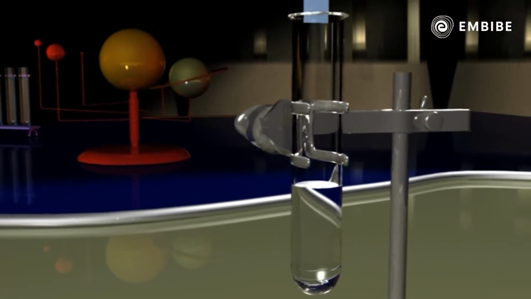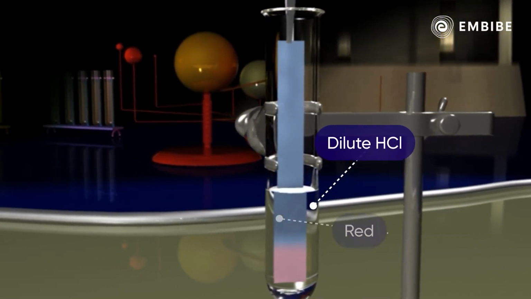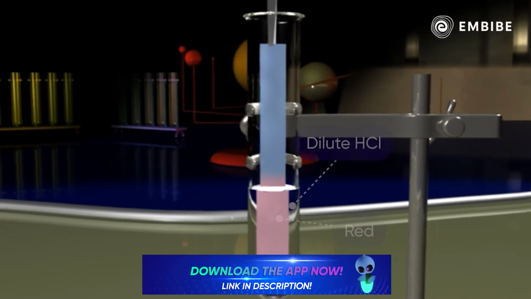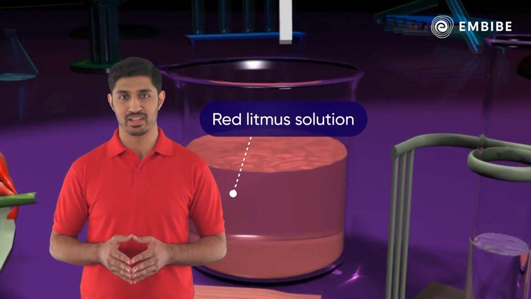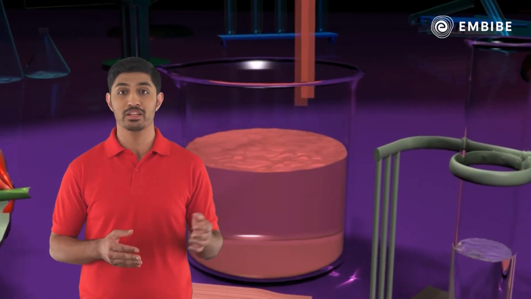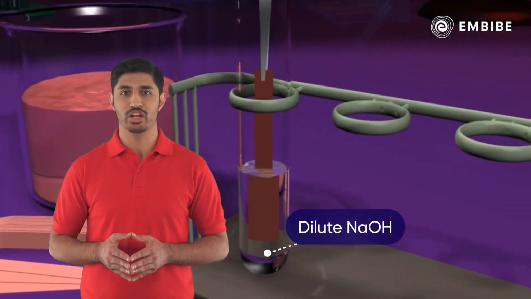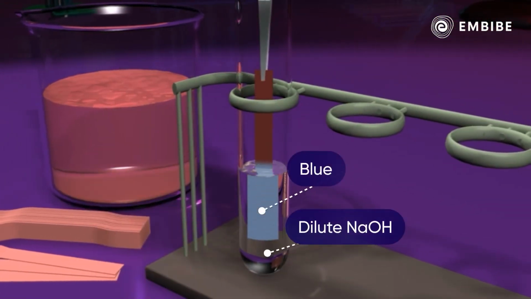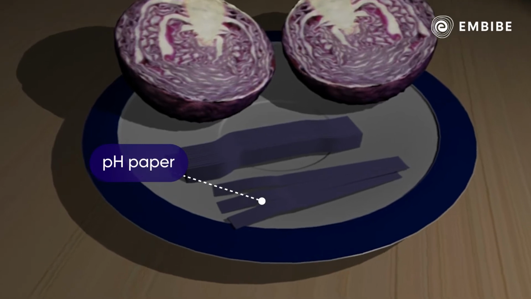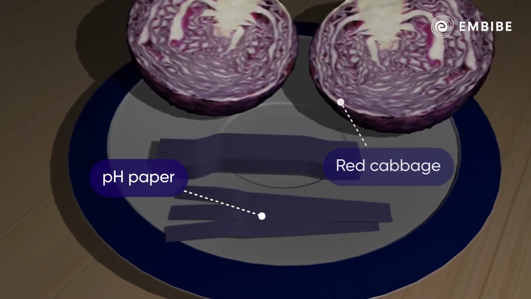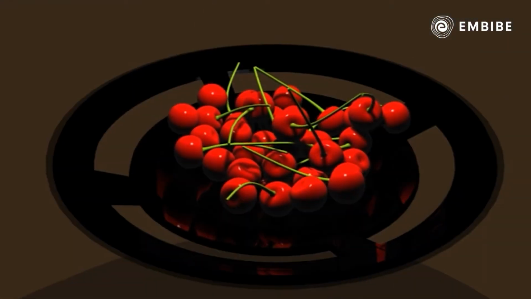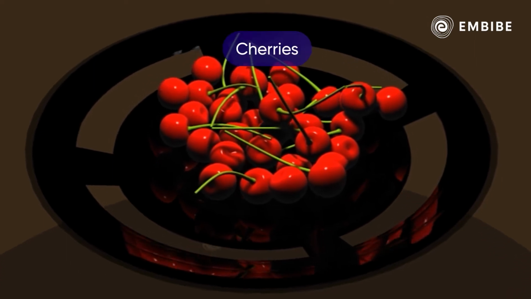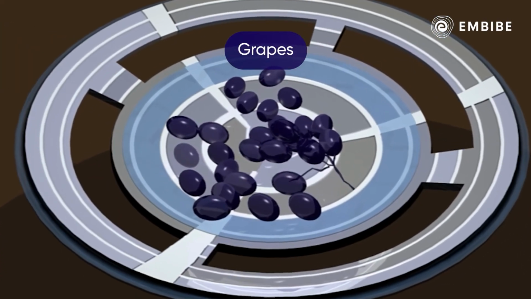When it is dipped into an acid like dilute HCl, it turns red. Another type of lichen is used to prepare red litmus paper. When this red litmus paper is dipped into an alkali, such as dilute NaOH, it turns blue. Red cabbage pH paper is another natural indicator made from red cabbage. Similarly, cherries and grapes too give natural indicators.